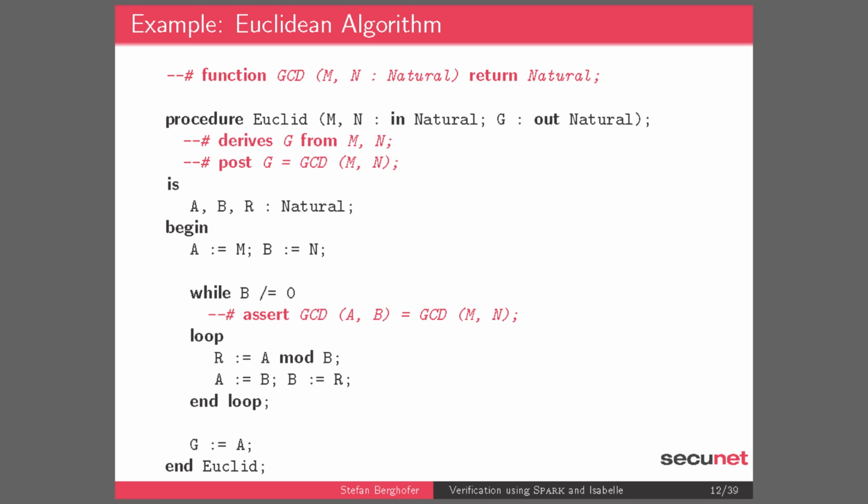And so the derives annotation just says that the output variable g is derived from m and n. And there's no precondition, but there's just a postcondition saying that g should really be the GCD of m and n. And since this program involves a while loop, we also need a loop invariant, and the loop invariant just says that the GCD of the two intermediate variables a and b is always the GCD of the input variables m and n.